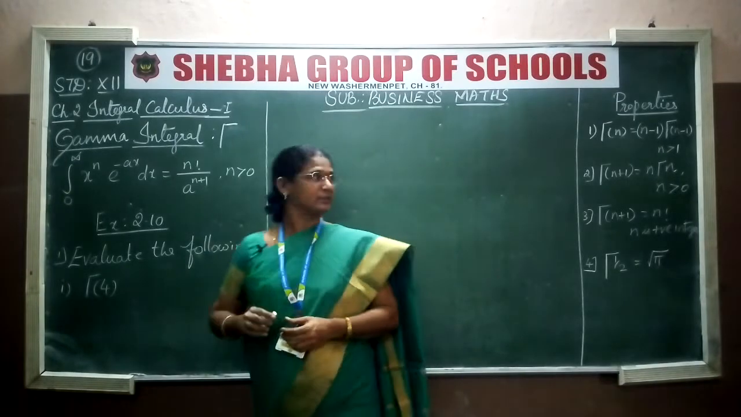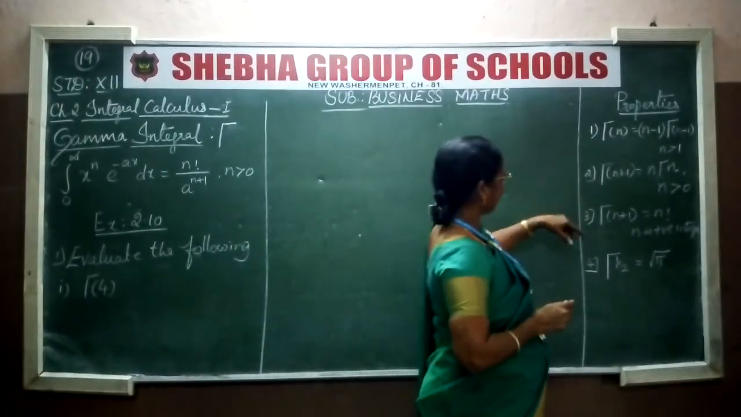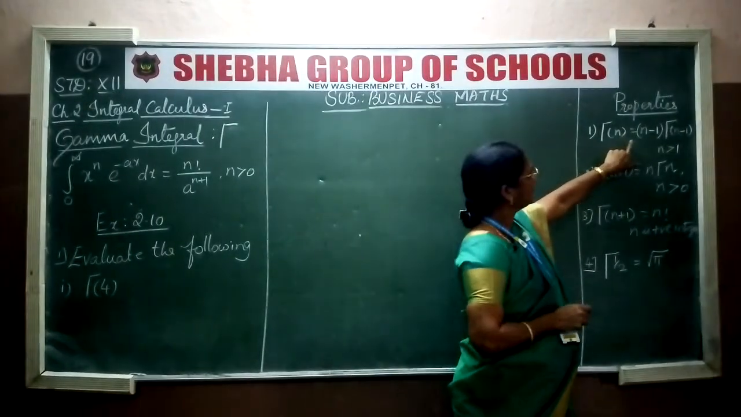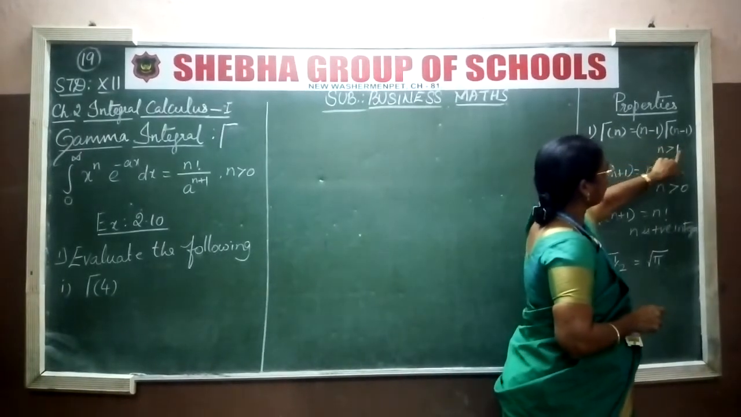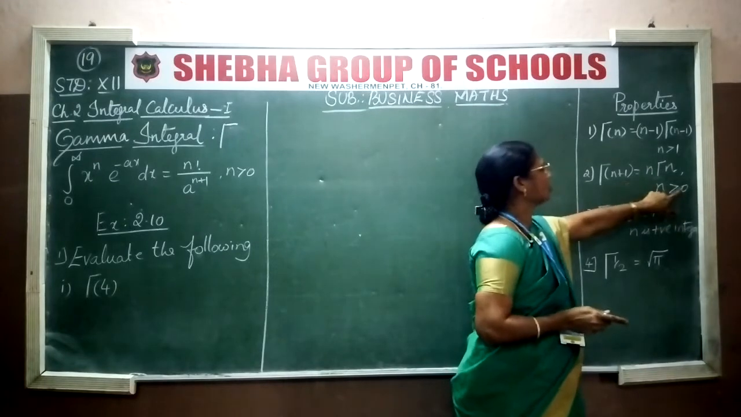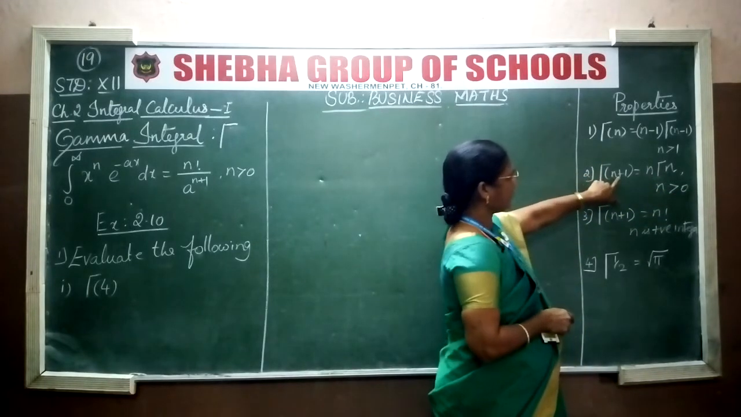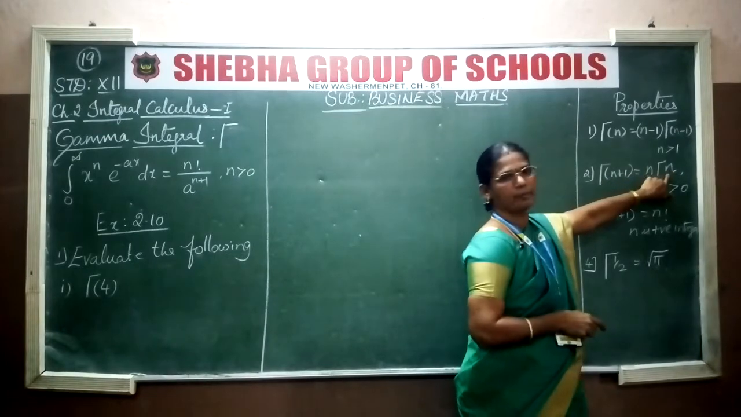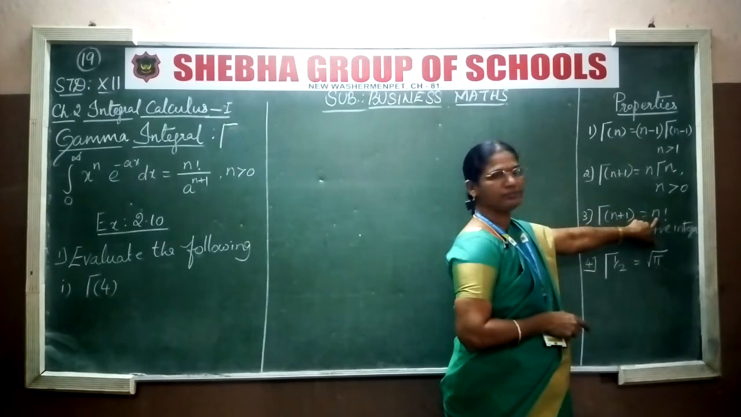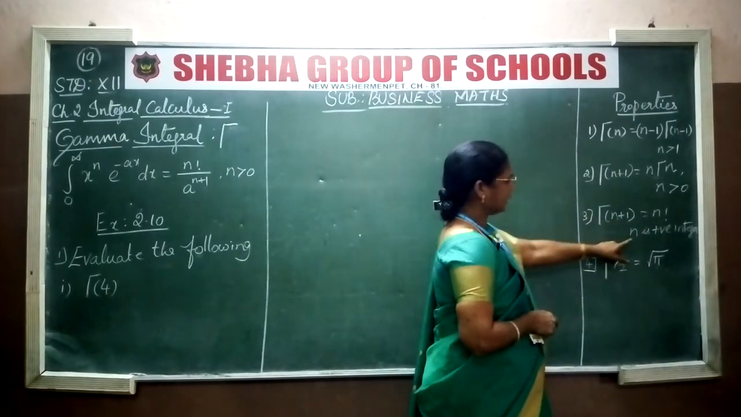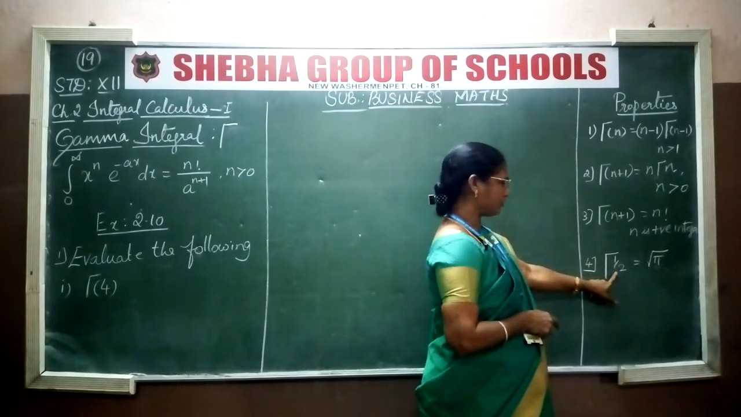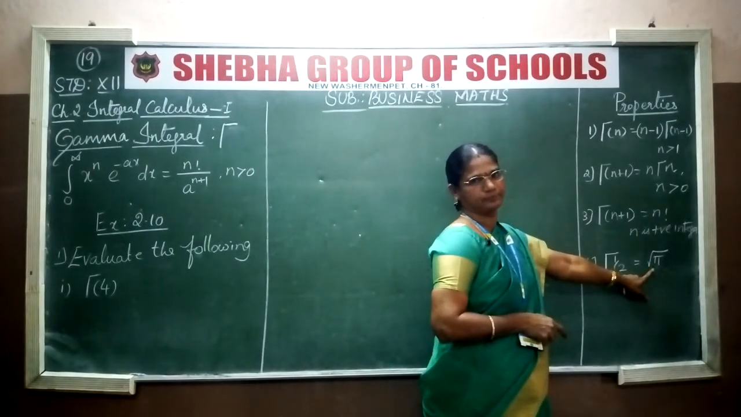And we have some properties, 4 properties. First one, gamma n equals n minus 1 into gamma of n minus 1, when n is greater than 1. When n is greater than 0, we use this formula: gamma of n plus 1 equal to n into gamma of n. The third one is gamma of n plus 1 equal to n factorial, where n is a positive integer. And the fourth one is gamma of half equal to root of pi.